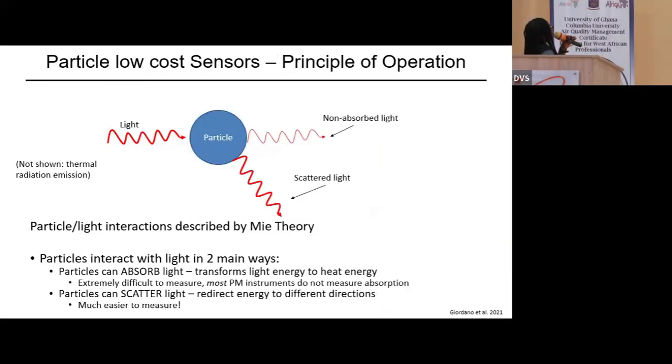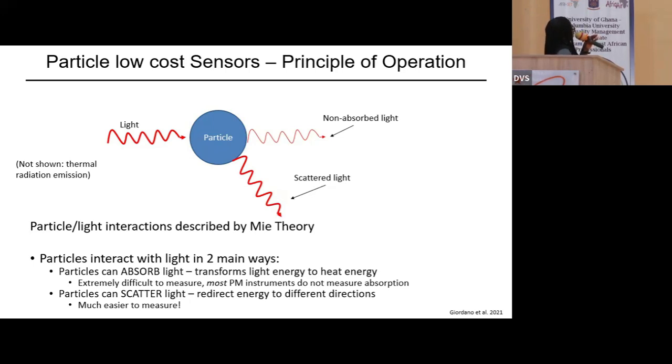Next slide. So the scattering now: when the light hits the particle, it can be absorbed and it can be scattered. It's the scattered one that we have interest in. So if it hits a particle, it's non-absorbed light, and we only have that is scattering. Then what happens here is described by the Mie theory, that the particles interact in two main ways.